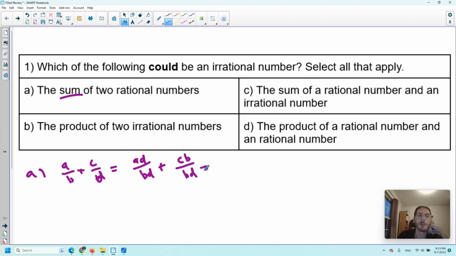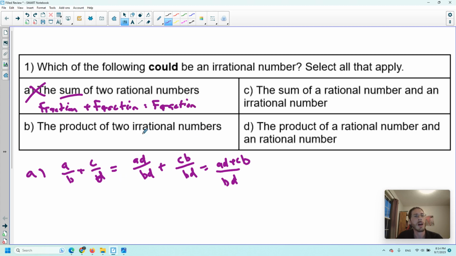And then when we add fractions, we keep the denominators the same, so this is going to stay as BD. And we just add the numerators, so AD plus CB. So again, that's the big proof of why we always end up with a fraction. Since we're always going to end up with a fraction when we add two fractions, it's never going to be irrational. So A can actually never be irrational. A long explanation, but the idea is a rational number plus a rational number is always going to be able to be written as a fraction, or a rational number.